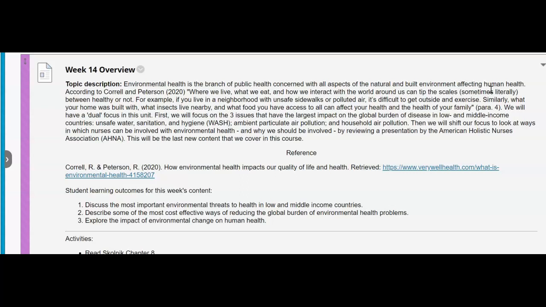So we're going to take that shorter period of time and we're going to focus on really 3 issues that have the largest impact on the global burden of disease, and especially in low and middle income countries. And these 3 issues are unsafe water, sanitation, and hygiene, what your authors call WASH, W-A-S-H, all capitalized. Water, sanitation, and hygiene.